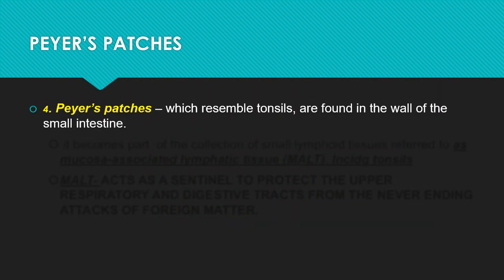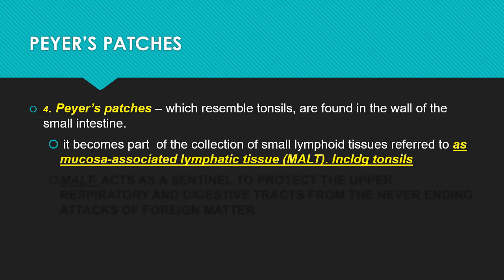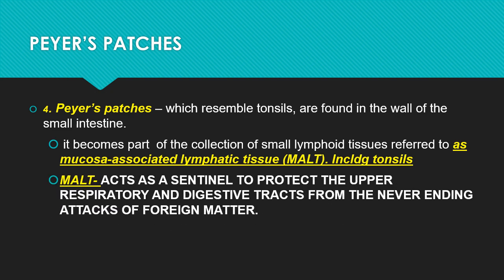Peyer's patches, which resemble tonsils, are found in the wall of the small intestine. They become part of the collection of small lymphoid tissues referred to as mucosa-associated lymphatic tissue, or MALT, including the tonsils. MALT acts as a sentinel to protect the upper respiratory and digestive tracts from the never-ending attacks of foreign matter. Next is the body.